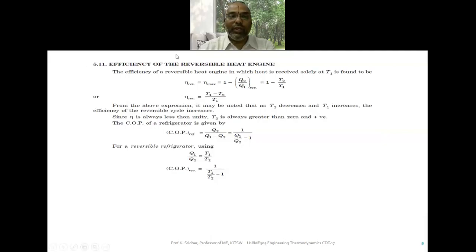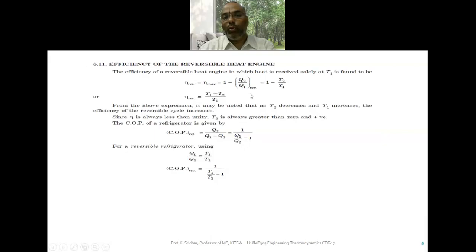And also here you can see the efficiency of the reversible heat engine, because normally the heat engine, refrigerator or heat pump will work according to an irreversible process. But sometimes we can say that the heat engine is operating on the Carnot cycle. You know that the Carnot cycle consists of all four reversible processes: two reversible isothermal processes and two reversible adiabatic processes. So all four reversible processes are there in the Carnot cycle.